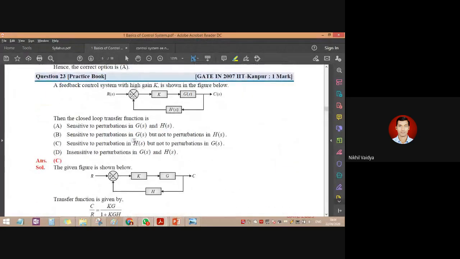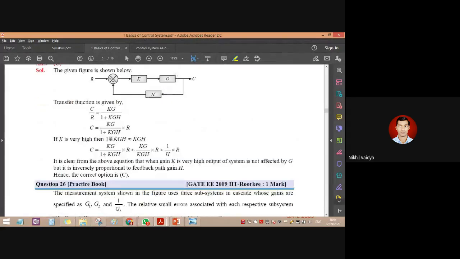So here, see the solution. The given figure is shown below. So this is the figure: K, G and H. The transfer function is given by what we had considered, C upon R, that is the closed loop transfer function. It is given by KG. KG means the multiplication of these.